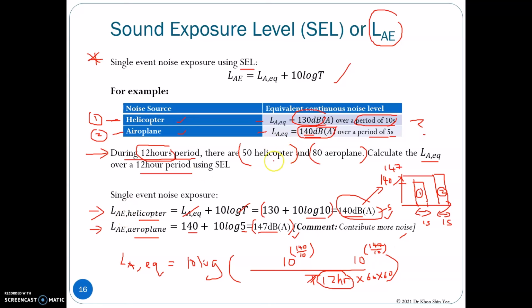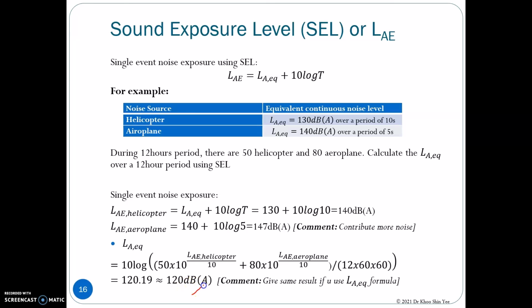Lastly, you know that there are 50 helicopters for this event. Therefore, you need to multiply 50 to the corresponding noise level. And for the aeroplane is about 80 aeroplane. So you need to continue to add the 80 multiplied with the corresponding noise level. After you do the calculation, you should be able to obtain 120.19 dBA and is approximate to 120 dBA. So you should obtain this answer.